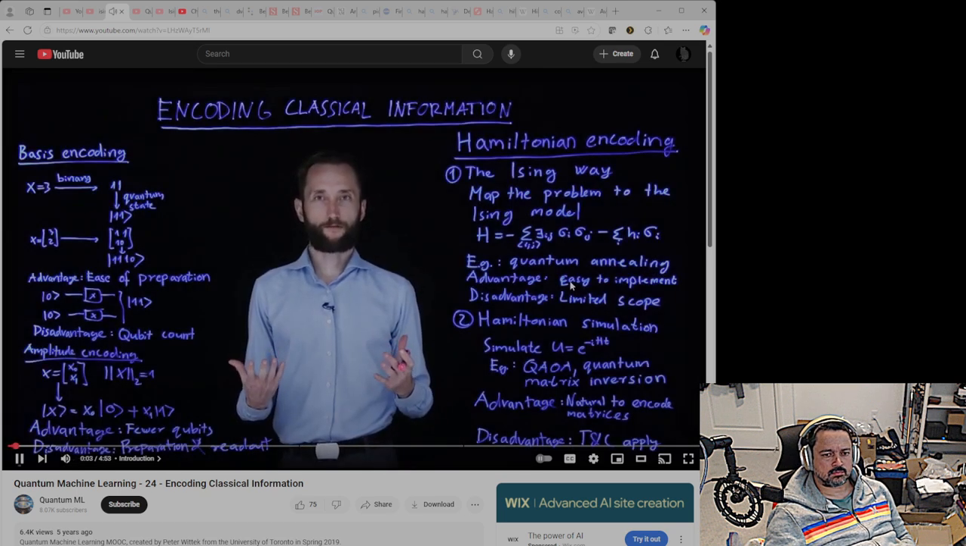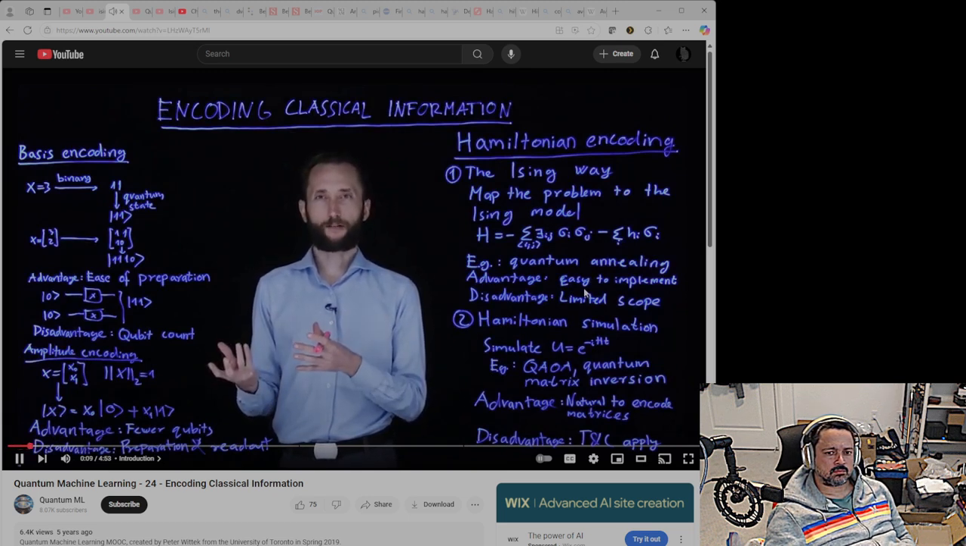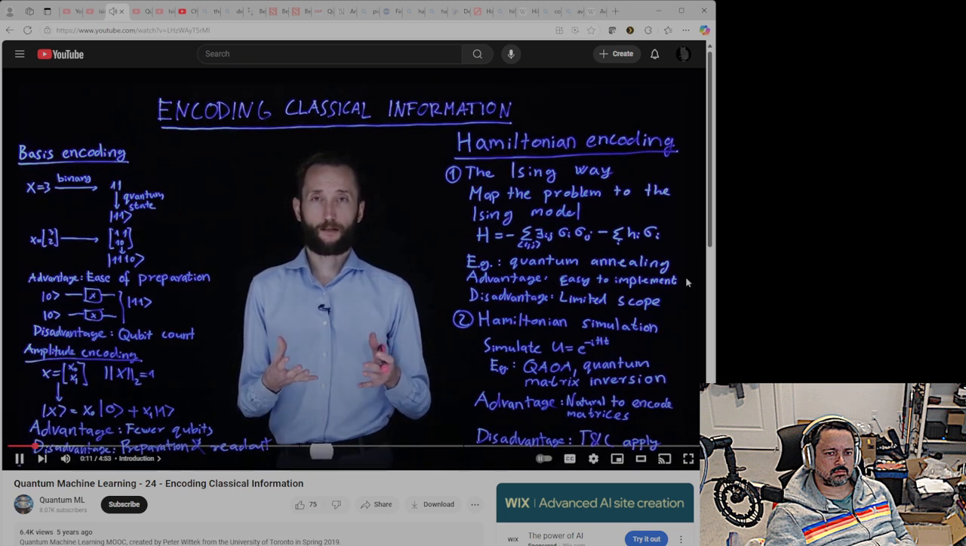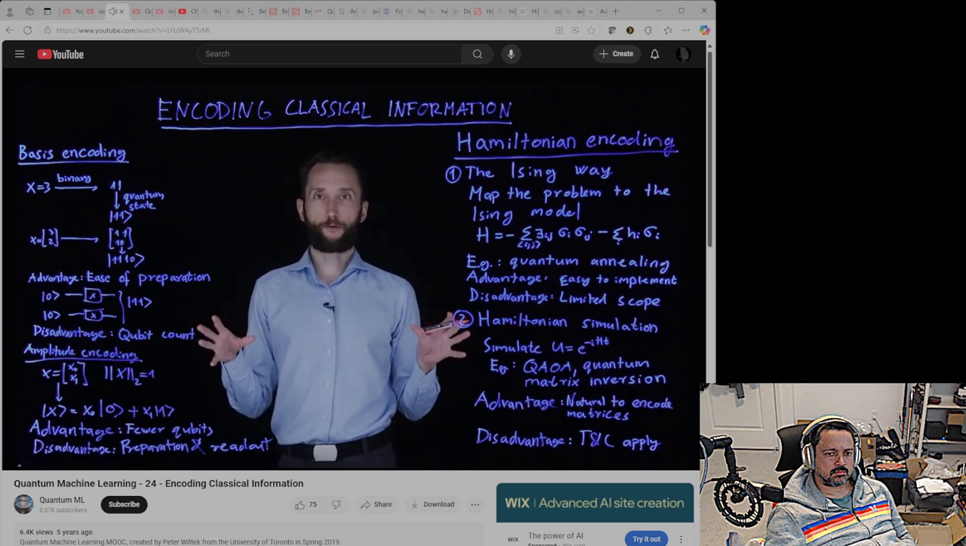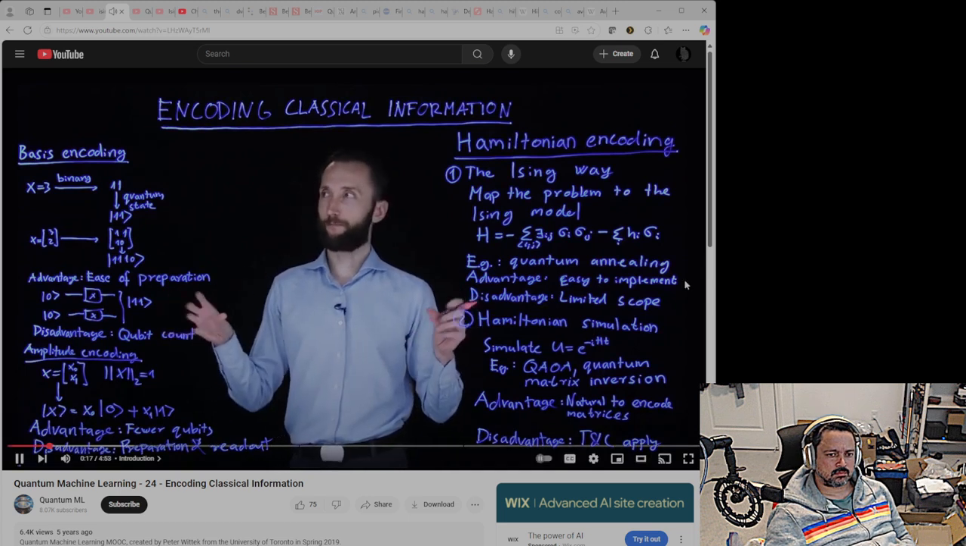Irrespective of the choice of a quantum computing paradigm, you will always face the problem: how do I encode the classical information I have into a quantum system to perform some quantum protocol? There are a couple of ways of doing it, and here's an overview of all of them.